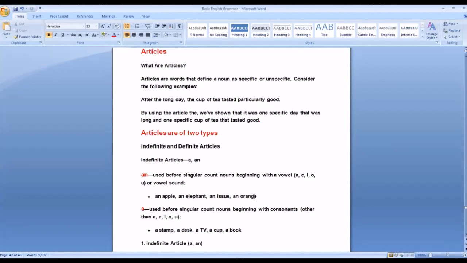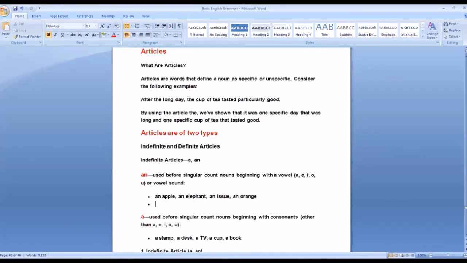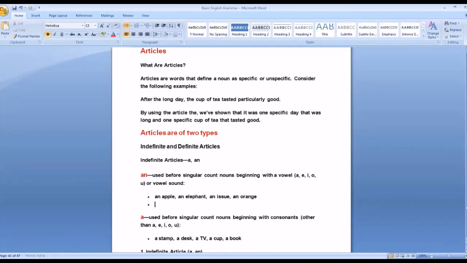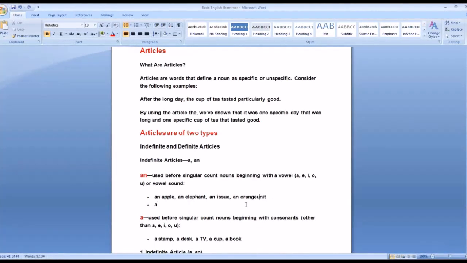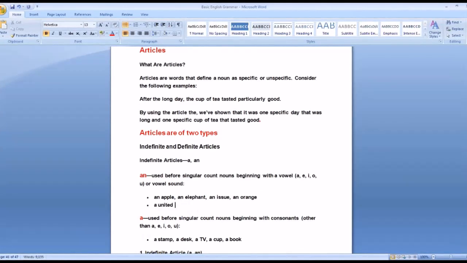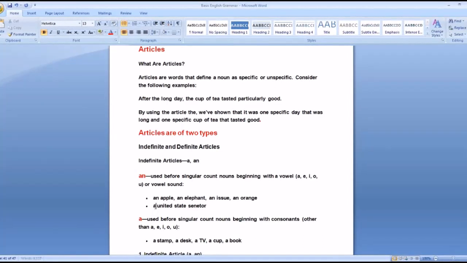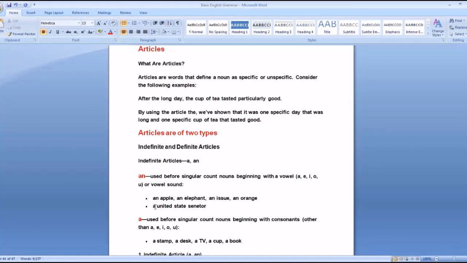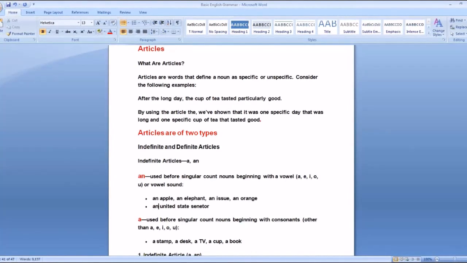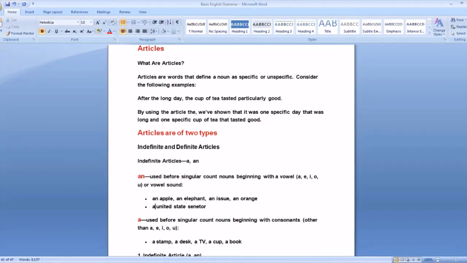Now I will write you one more example where we won't use an, like united, a United States Senator. We can't use an United States Senator, despite the fact the word United starts with a vowel, but it does not have vowel sound. So we can't use an. We will use a United States Senator.